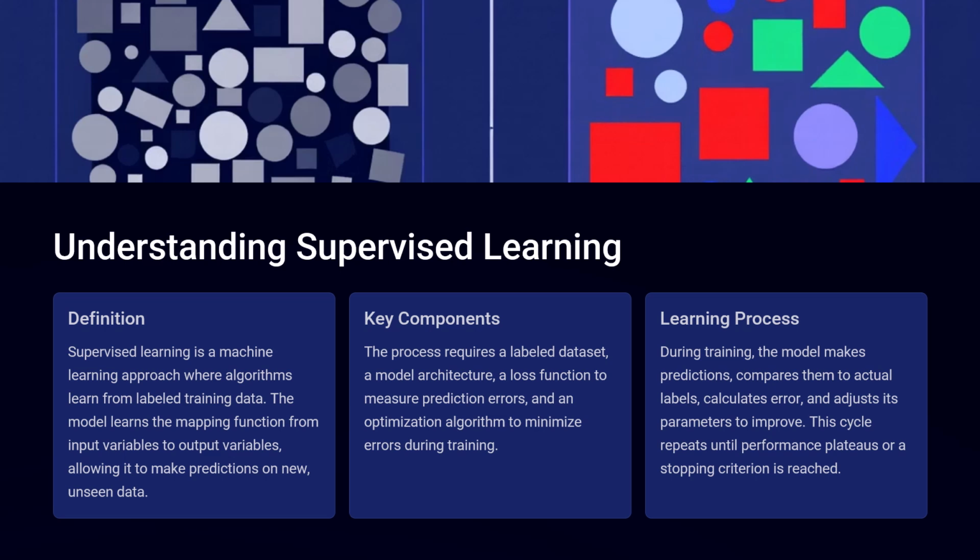Understanding supervised learning. Definition. Supervised learning is a machine learning approach where algorithms learn from labeled training data. The model learns the mapping function from input variables to output variables, allowing it to make predictions on new, unseen data. Key components. The process requires a labeled dataset, a model architecture, a loss function to measure prediction errors, and an optimization algorithm to minimize errors during training. Learning process. During training, the model makes predictions, compares them to actual labels, calculates error, and adjusts its parameters to improve. This cycle repeats until performance plateaus or a stopping criterion is reached.